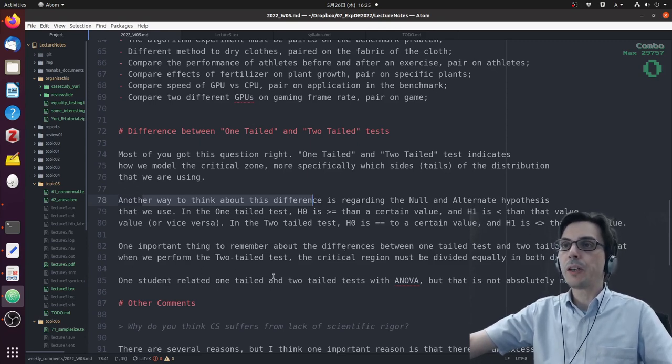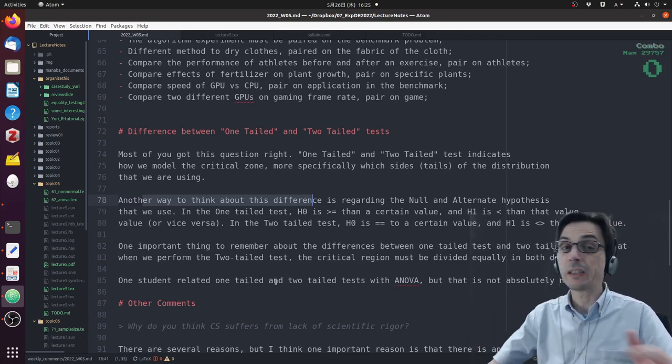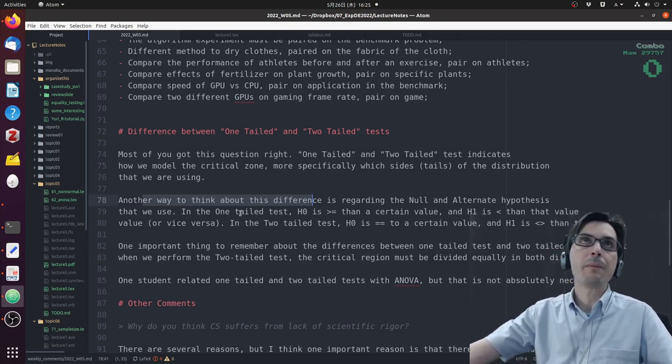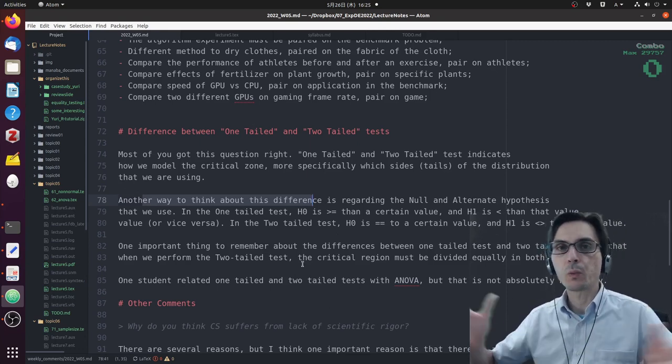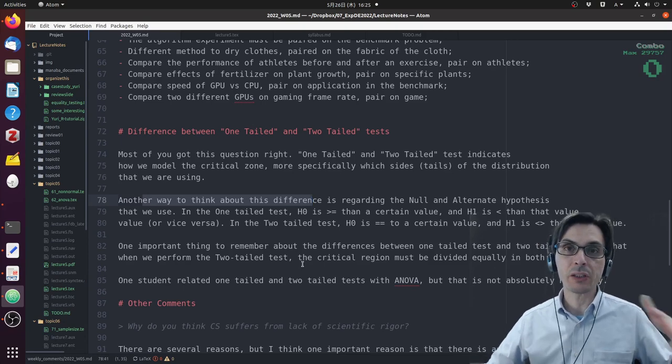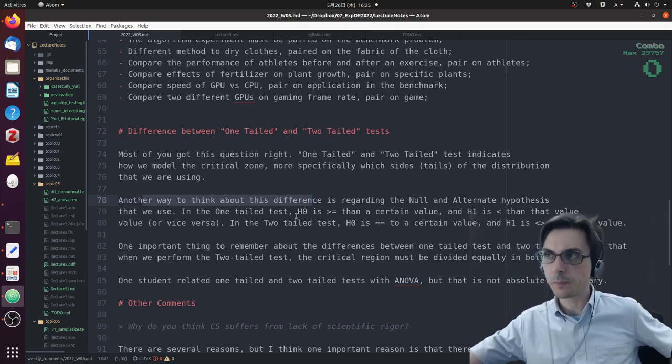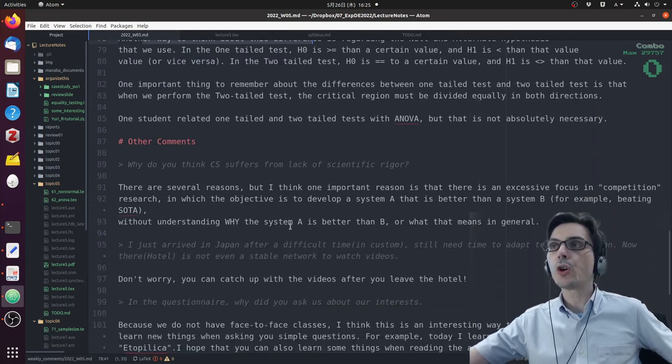One student related one-tailed and two-tailed tests to ANOVA. That's not necessary. We can have one-tailed and two-tailed tests without ANOVA, okay? But of course, basically any test can have one-tailed and two-tailed versions, because it depends on whether we're comparing on both sides of the distribution or only on one side of the distribution. Now, let me go to other comments.